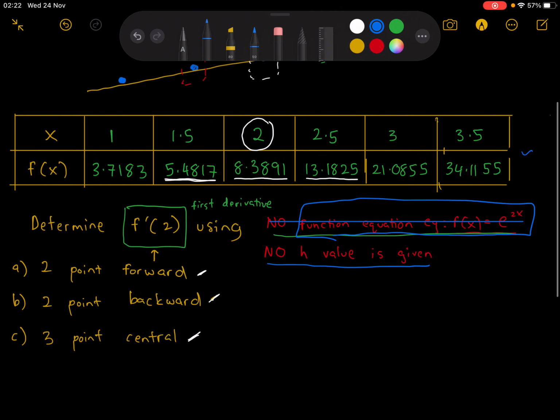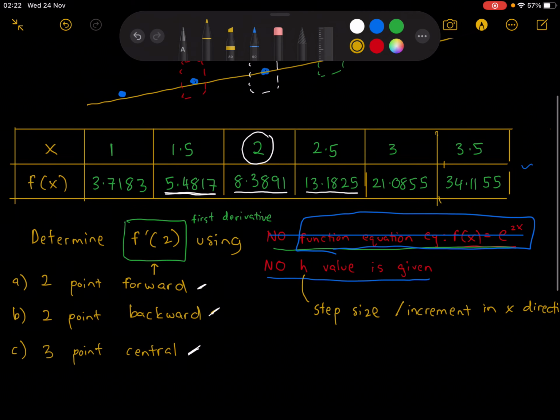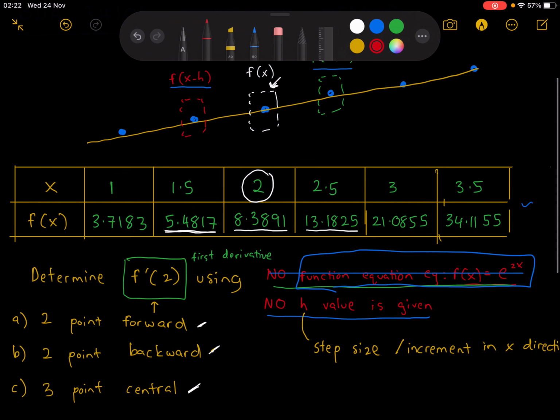So basically what we need to understand is, what is h? h is what we call the step size, or increment, in the x direction. So what is the increment in the x direction? If you can see here, we start with 1 and the next point is 1.5. So the increment is 0.5, because from 1 to 1.5 the increment is 0.5.